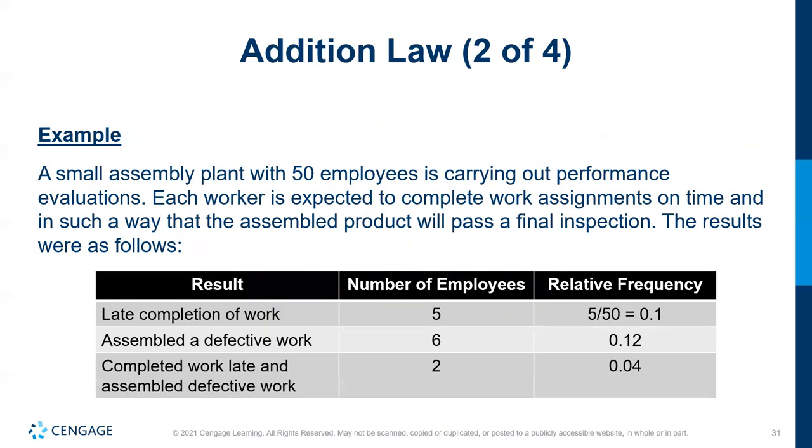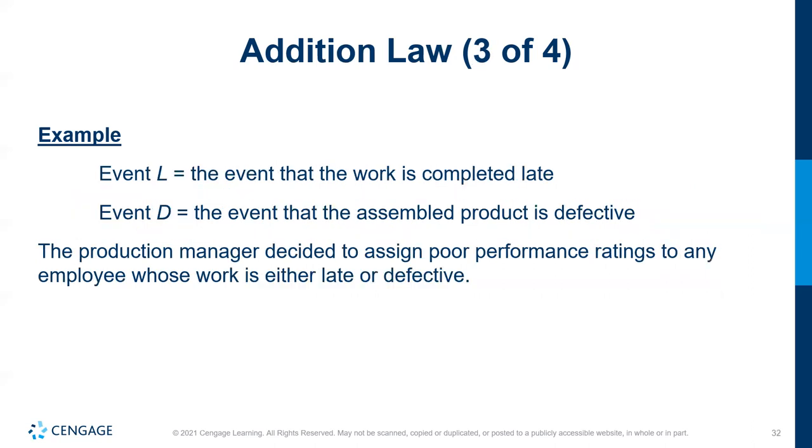All right, so here we have a small assembly plant with 50 employees carrying out performance evaluations. Each worker is expected to complete work assignments on time in such a way that the assembled product will pass final inspection. Here's the result. 5 of our employees were late, 6 of our employees did defective work, and 2 of our employees did work that was late and defective. Wow, that's rough. We can see that that doesn't add up to 1. It doesn't show it here, but probably the biggest group is that they did it correctly and on time. So this is showing the negative.